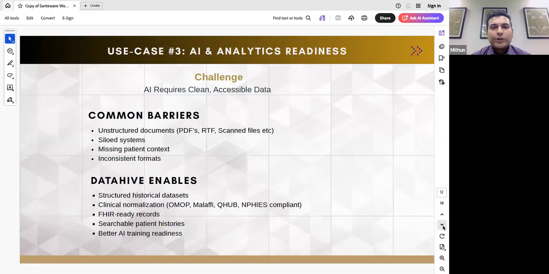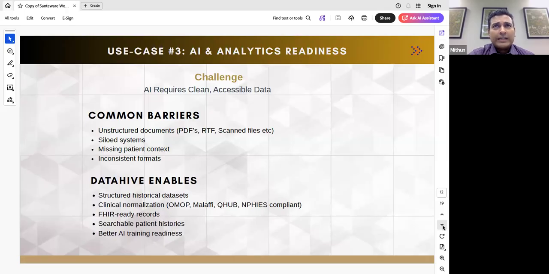Now, what are some of the barriers to doing that? Sometimes we see, as we discussed in our earlier slide, people archive the data in a PDF format, or just keep it as a database backup, or as simple as just keeping the live application. Those are all the common barriers: unstructured documents, siloed systems, missing patient context, inconsistent formats.